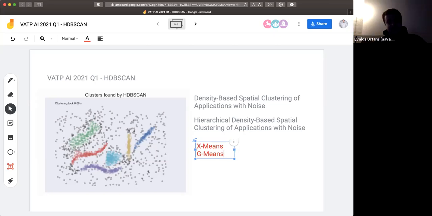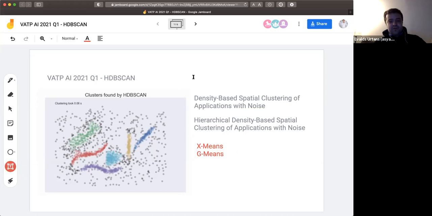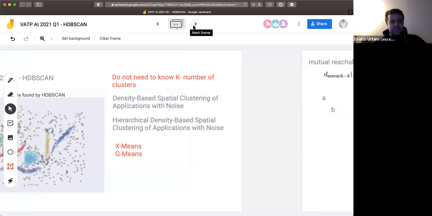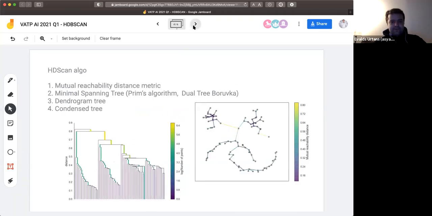So all of these work without the number of clusters. You don't need to know k, the number of clusters. Almost all other methods need to know how many clusters you have. So this is quite cool.